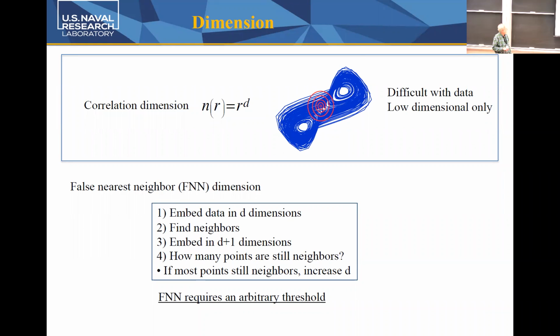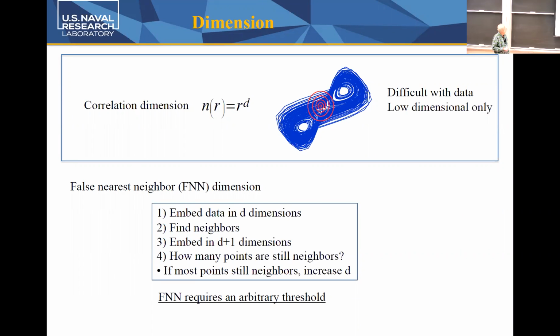This is theoretically justified, I guess, but it's difficult with real data, and it really only works for low dimensional data. It's very hard to get this relation to scale over very much of a region where you can get an accurate measurement of slope.